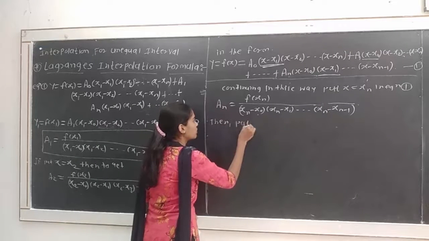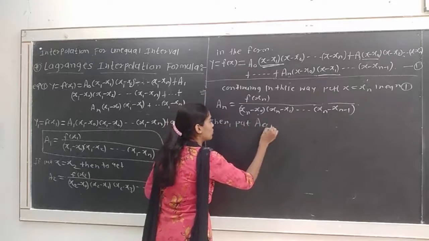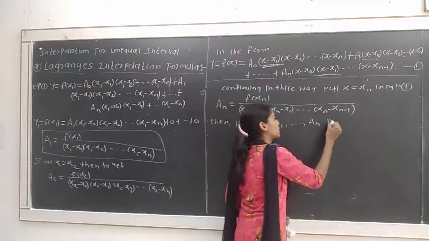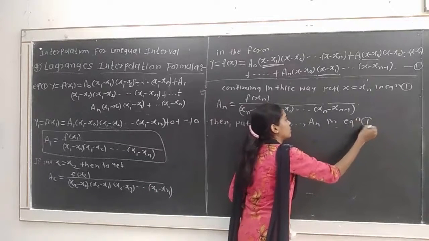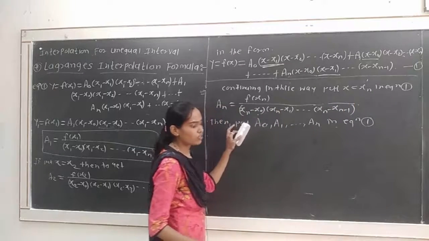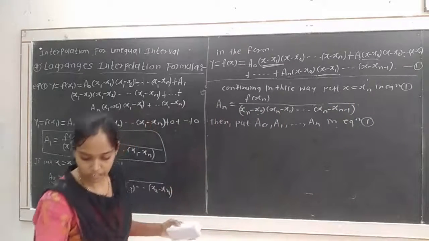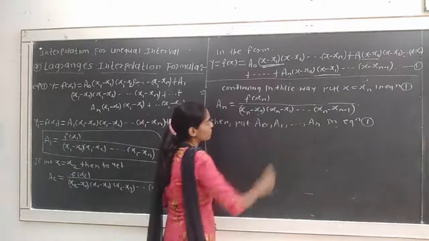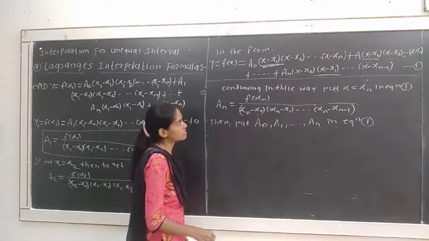Then put a0, a1, up to an in equation number 1. We have to get the values of the unknowns, so put the values of all these unknowns in equation number 1 to get the formula of Lagrange's interpolation.